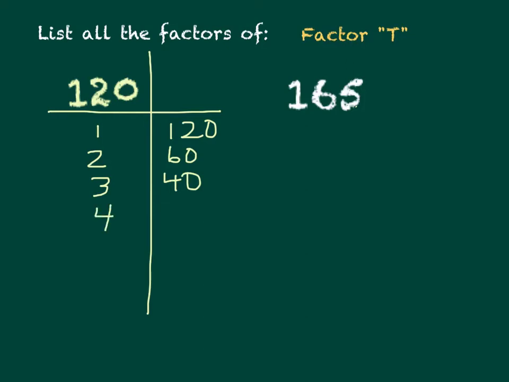Next, I go up to the number 4. I know that 4 goes into 12 3 times, and then into the 0 times. So we got 4 and 30 bring us 120. 5, since it ends in 0, must go in. So I can divide 120 by 5.